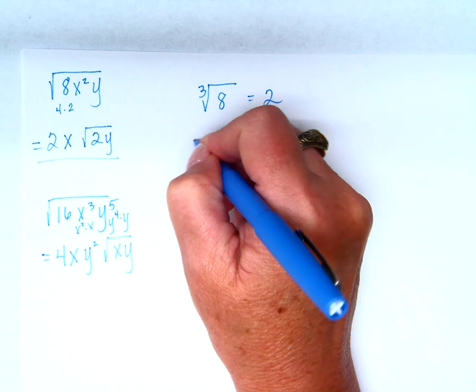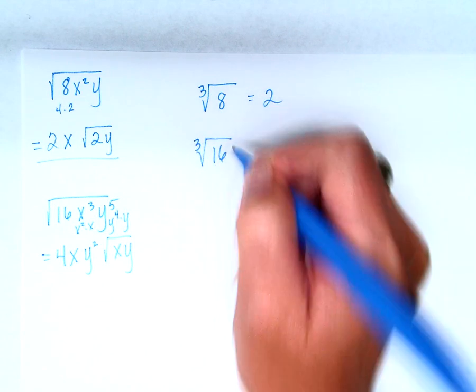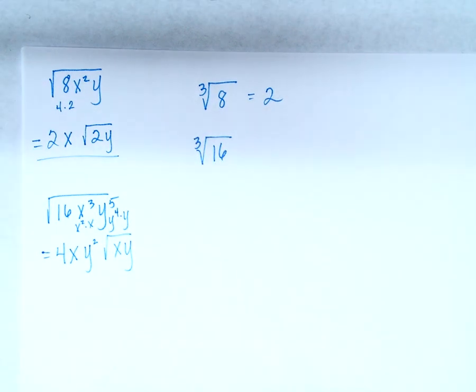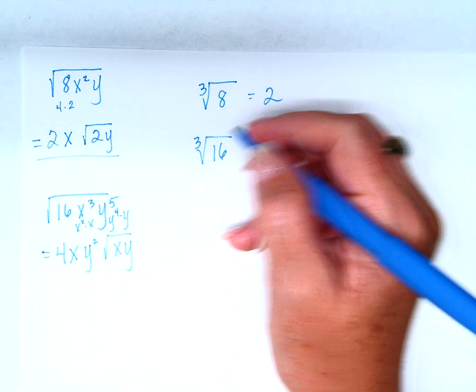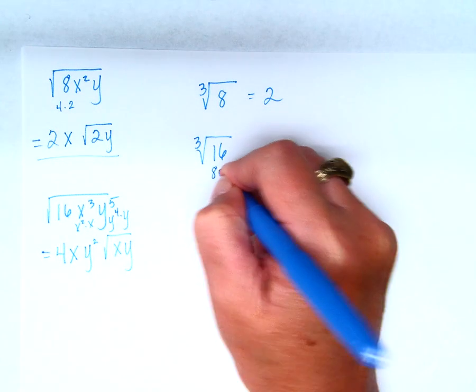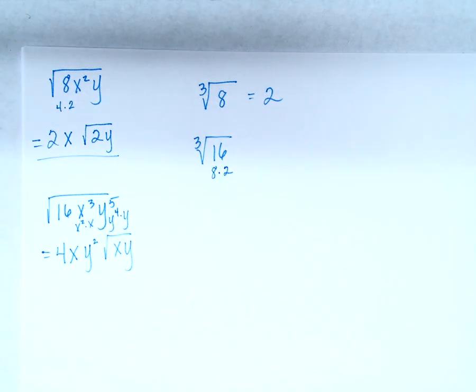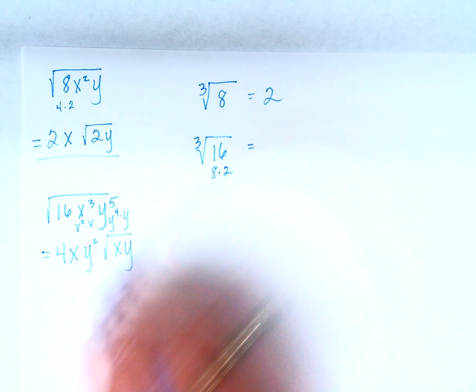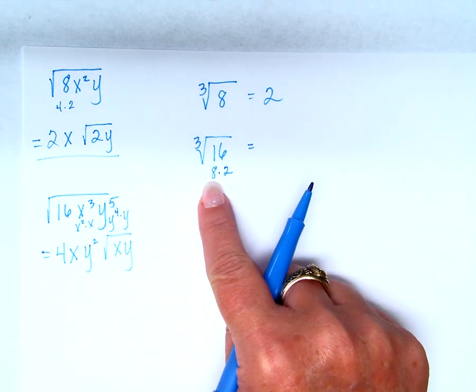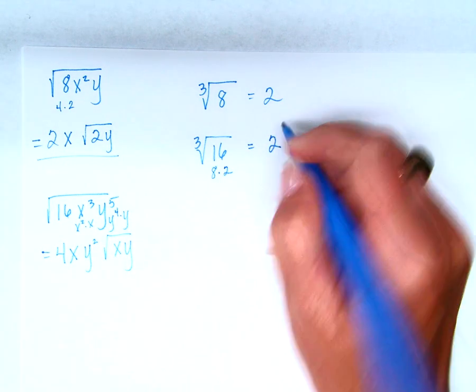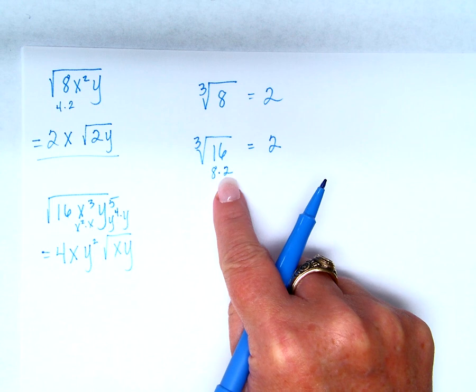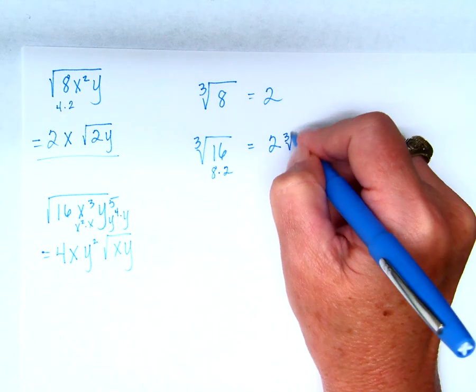Do I know the cube root of 16? No, but I can do the same thing I did with square roots. I know the cube root of 8, and that's 8 times 2, right? So what is the cube root of 8? 2. And what do I do with this other 2? I leave it underneath, right?